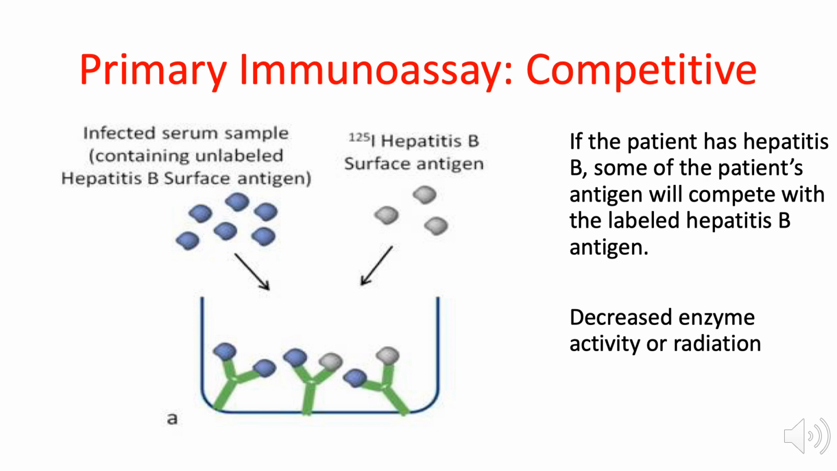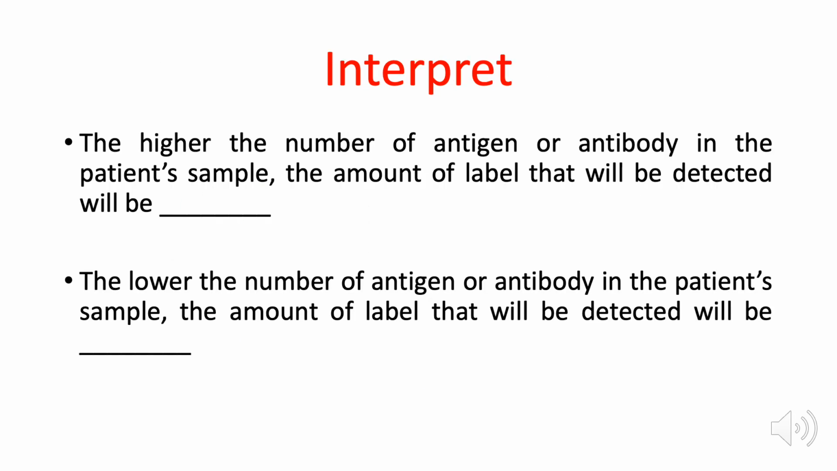So what I want you to understand, the higher the number of antigen or antibody in the sample of the patient, the amount of radiation, the amount of enzymatic activity, and the amount of fluorescence will decrease. Again, the higher the number of antigen or antibody in the patient sample, the amount of label that will be detected will be lower. The labels can be detected through radiation in radioimmunoassay, color production in ELISA, and fluorescence in immunofluorescence. The lower the number of antigens or antibody in the patient sample, the amount of label that will be detected in competitive primary serological tests will be higher.